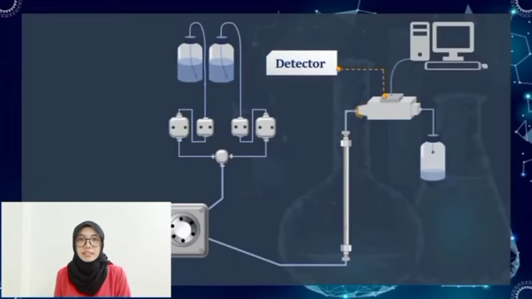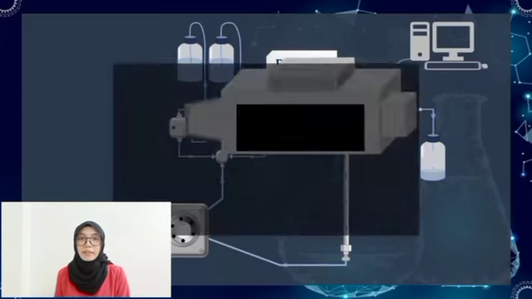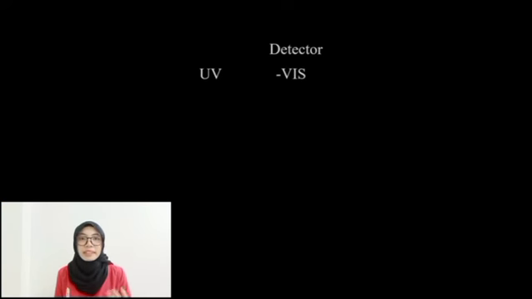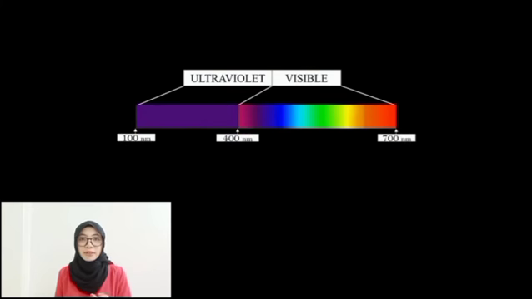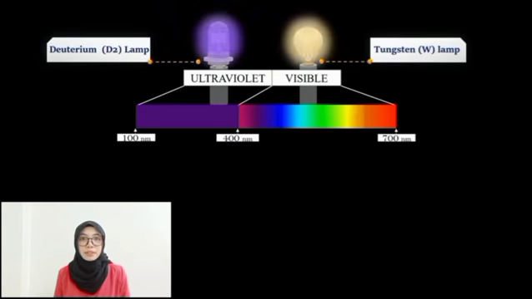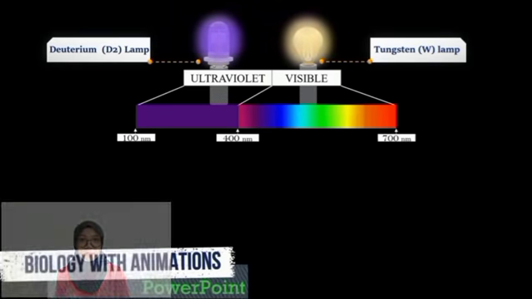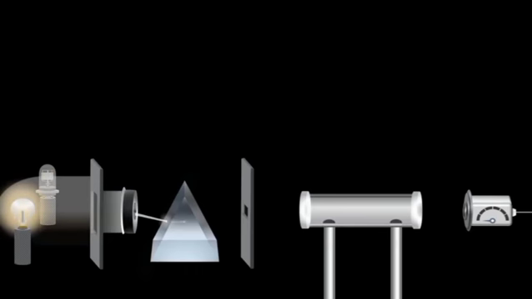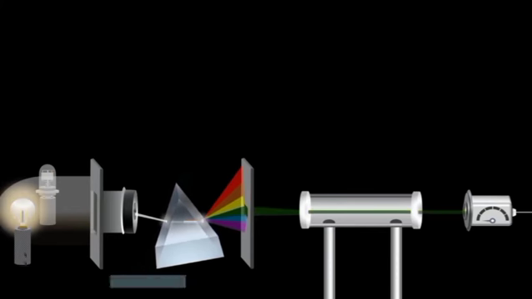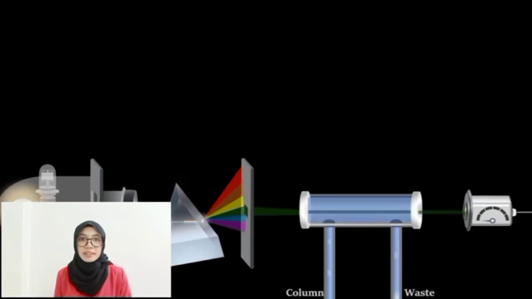As the components elute from the column, they will interact with the detector. Different types of detectors can be used, such as the UV-visible detector. A deuterium lamp is used for UV detection, while a tungsten lamp is used for visible region detection. Light from the lamp is shone onto the prism and dispersed according to wavelength, which then shines on the flow cell. As the components elute and enter the flow cell, bonding and non-bonding electrons of these components can absorb energy in the form of UV or visible light.